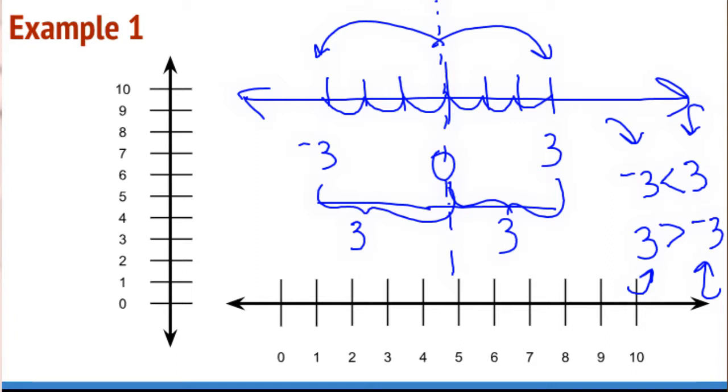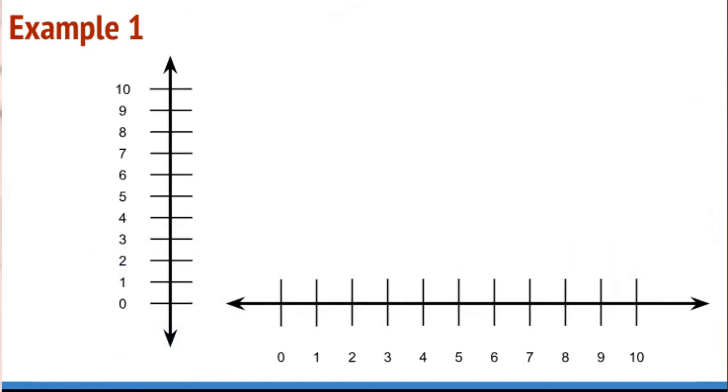The same would hold true for vertical number lines. As we have 0, 1, 2, and 3, the 3 is 3 units from the 0. The negative 3 would be down below here. They are the same distance from the 0, and opposites of each other.